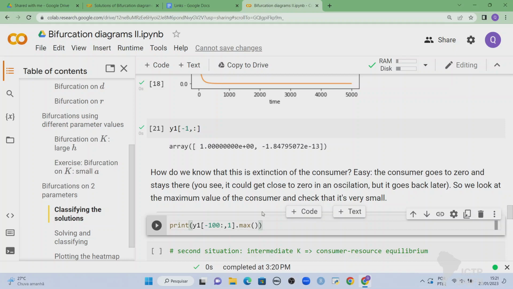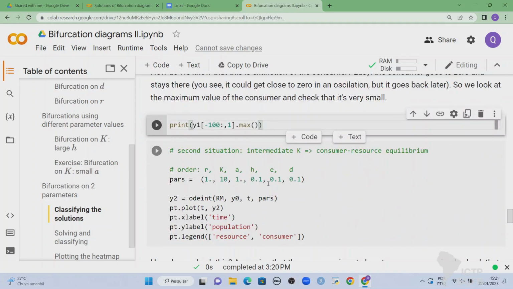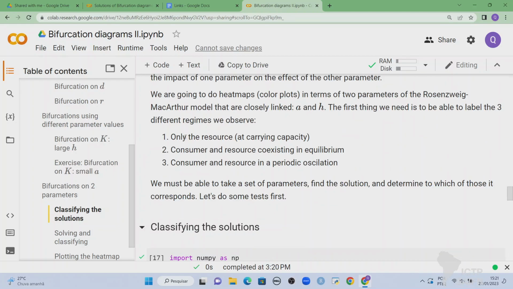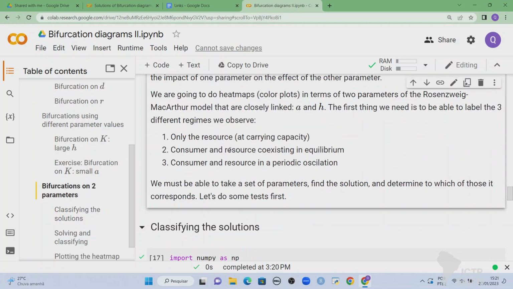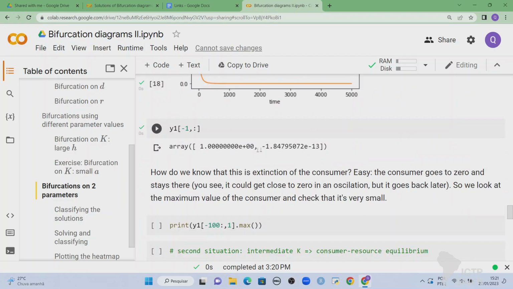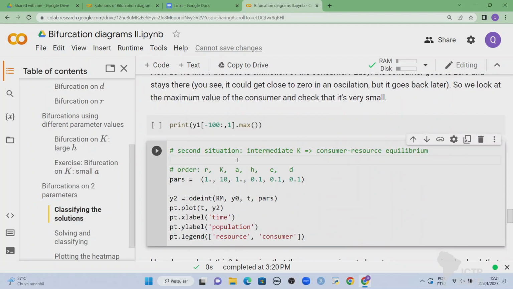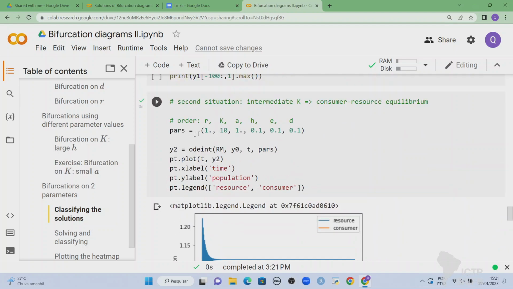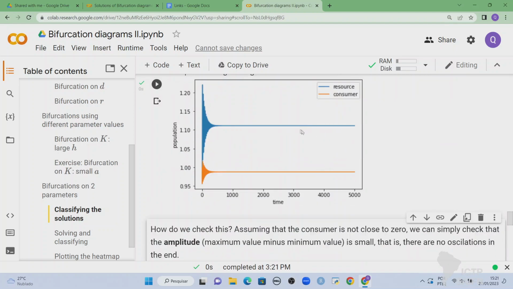Questions? Okay, so this is the test to see if the consumer really did go extinct. If it goes extinct, we know that we are in the region I called 1, with only the resource. Now the second situation here is consumer and resource in equilibrium. If the previous one doesn't happen, what do I have to check here? This is a larger k. I called this y2. I have to check that the solutions at the end here do not oscillate anymore.